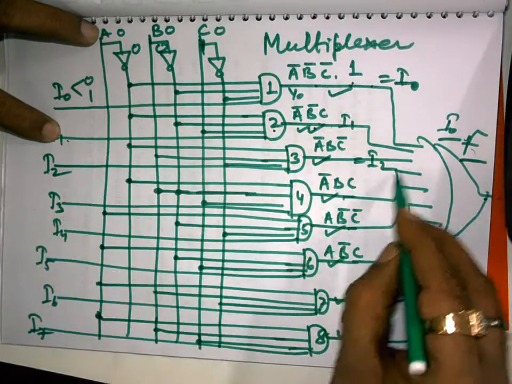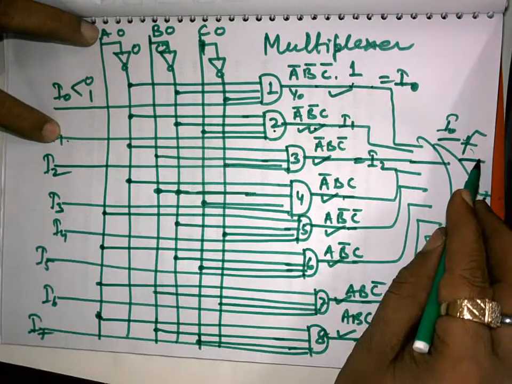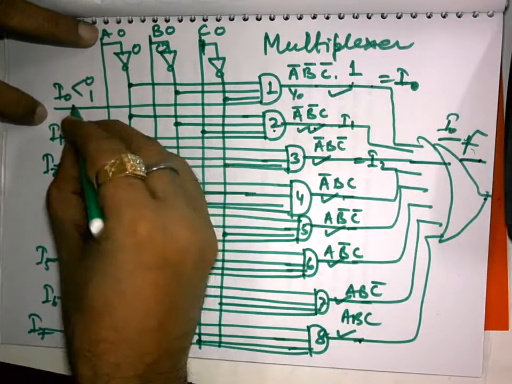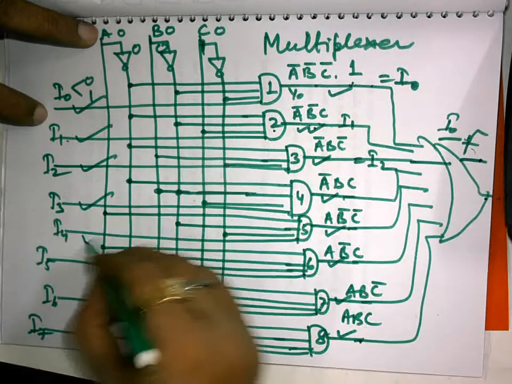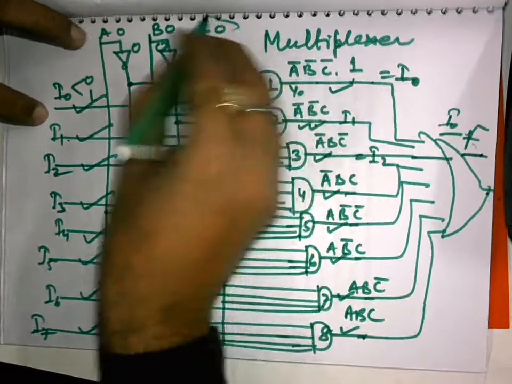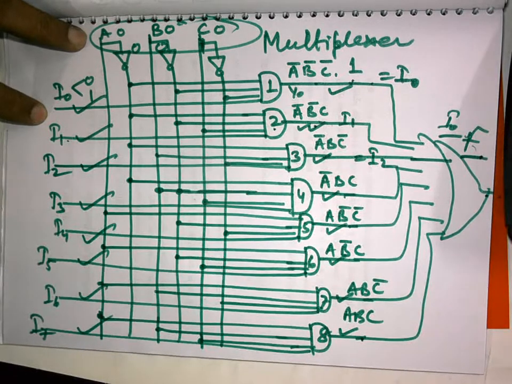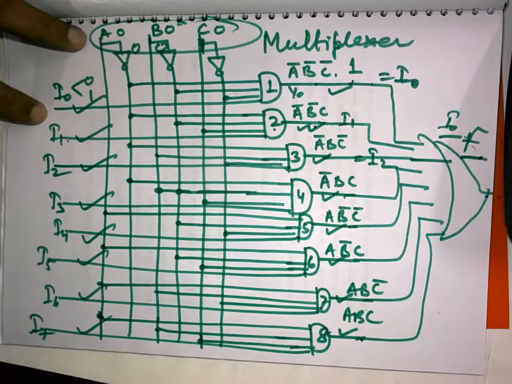Means I1 will finally appear at the output of this OR gate. This way we are simply routing these inputs by their proper selection. One of the inputs is selected and it is made available at the output. There are many inputs and we can selectively send them to the output. This is the role of a multiplexer.